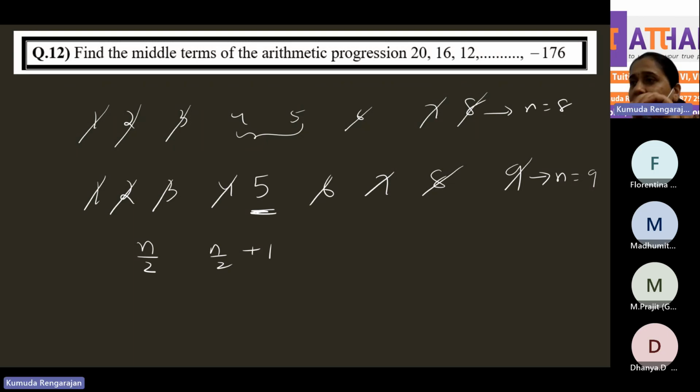If n is odd, make it even first. n is 9, 9 by 2 I should not do. I'll make it even: n plus 1, 9 plus 1, 10. Now it's even, divide by 2. The fifth term is the middlemost term.